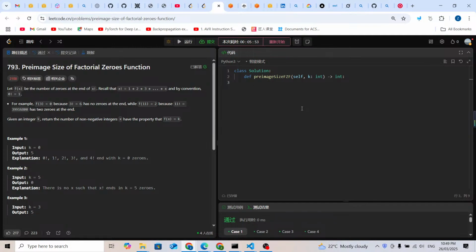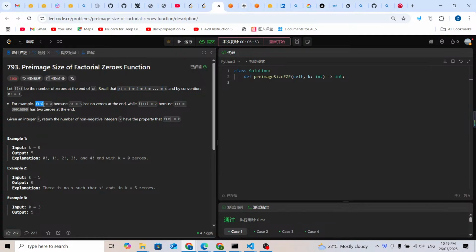Preimage size of a factorial zeros function. For this problem, we have a function f(x) that is the number of zeros at the end of the factorial of x. The factorial of x is just 1 times 2 times all the numbers up to x, and by convention, zero factorial is 1.